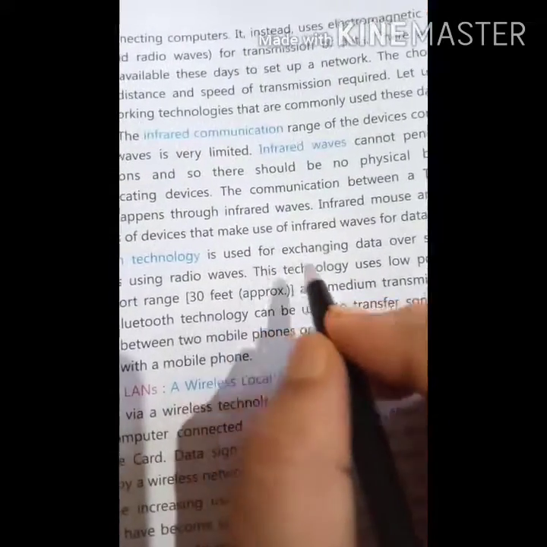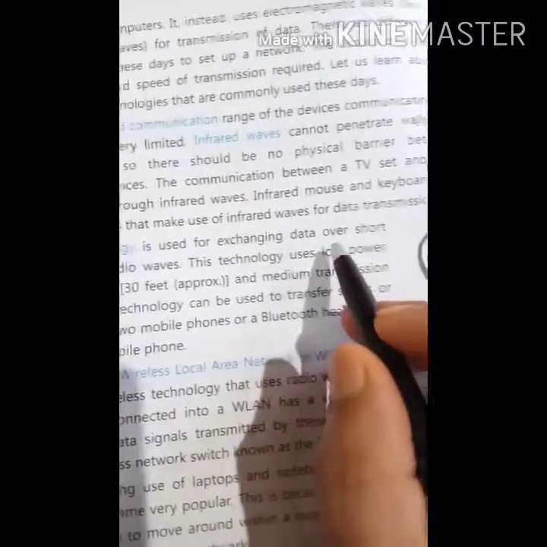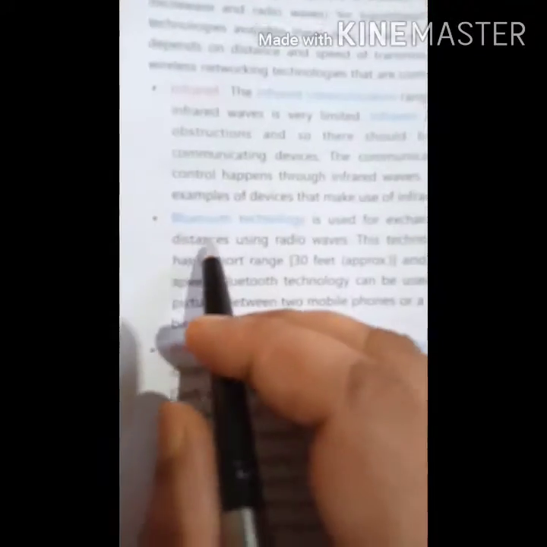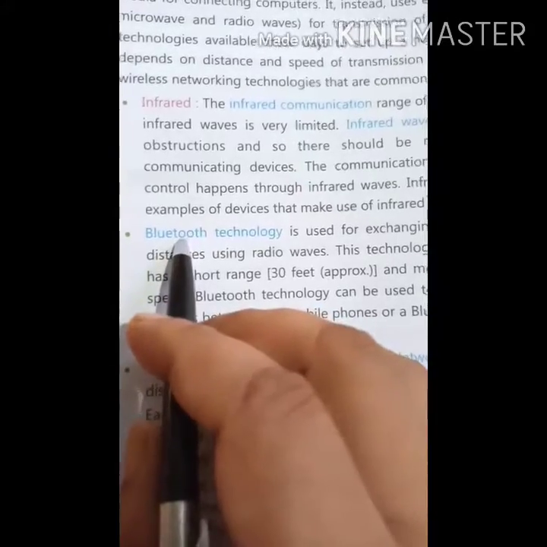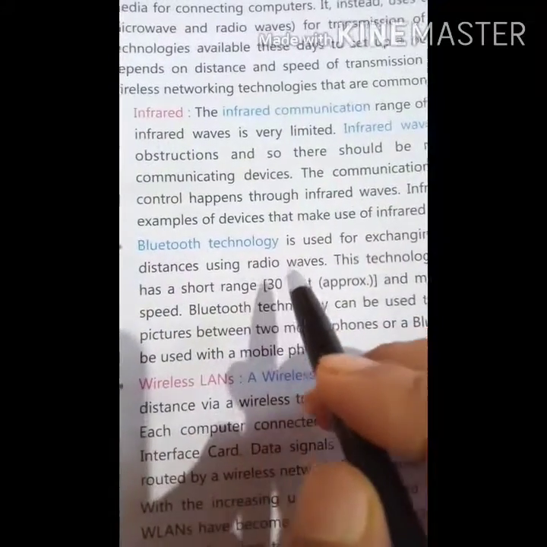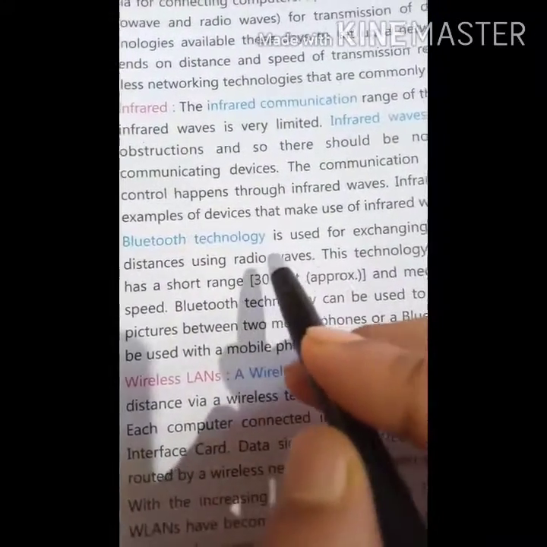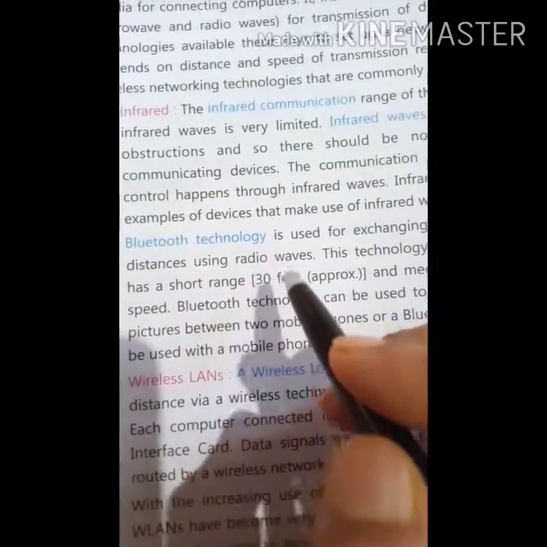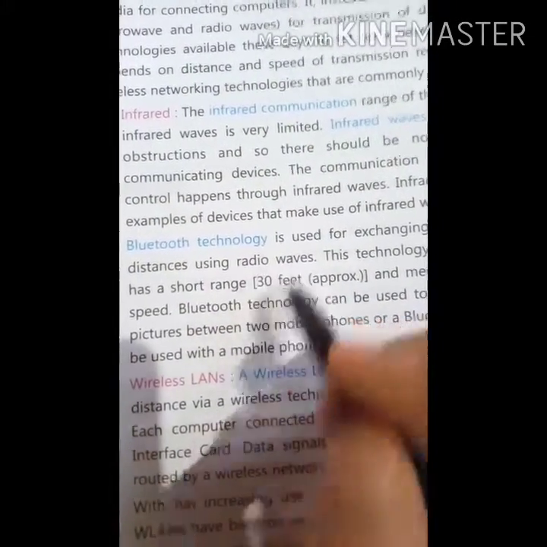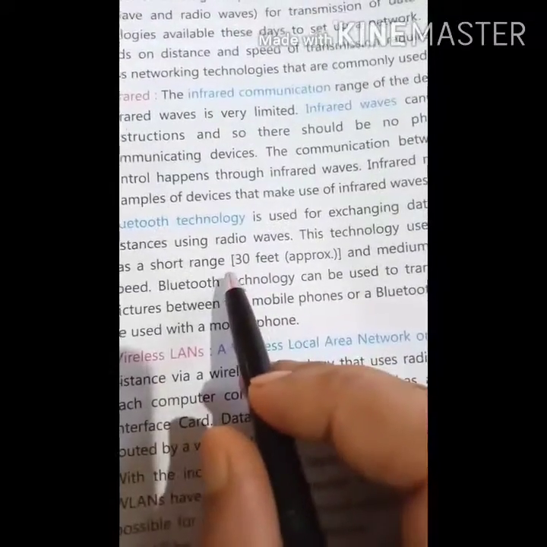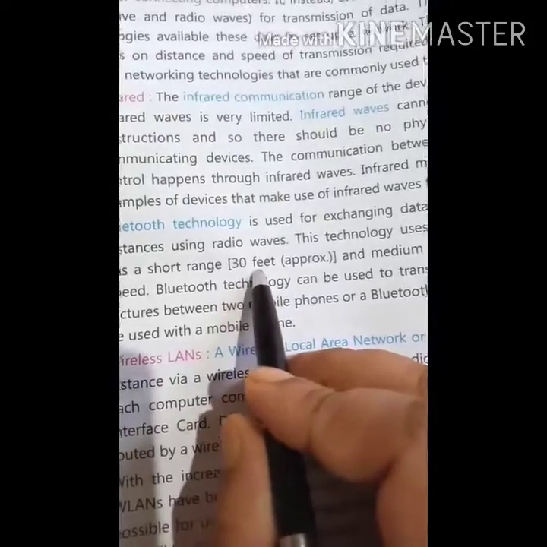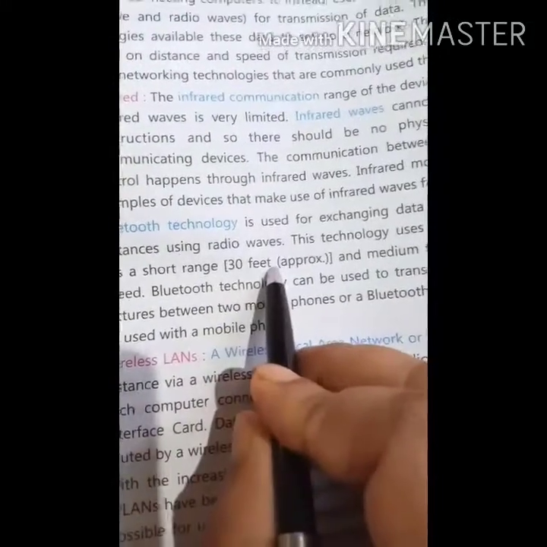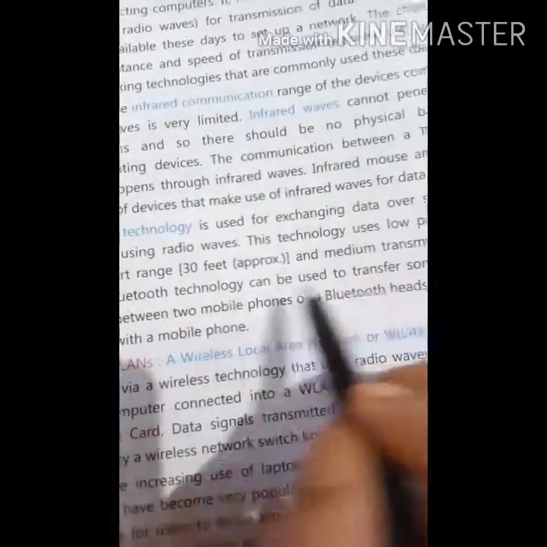We use Bluetooth to exchange data over short distances. In a short distance we use Bluetooth radio waves. Bluetooth technology uses radio wave signals. Using this we can send data in a short range, approximately 30 feet.